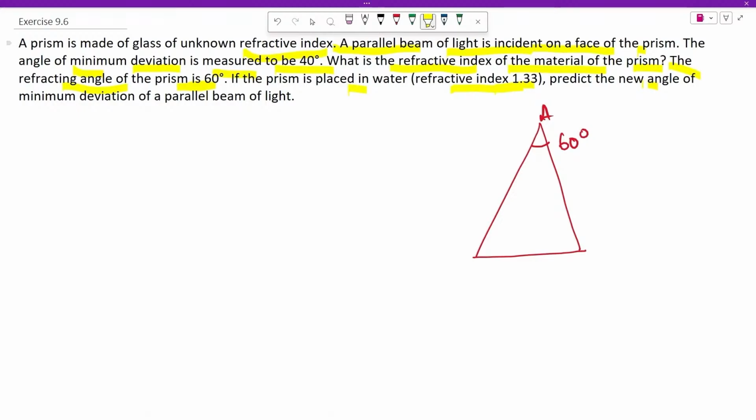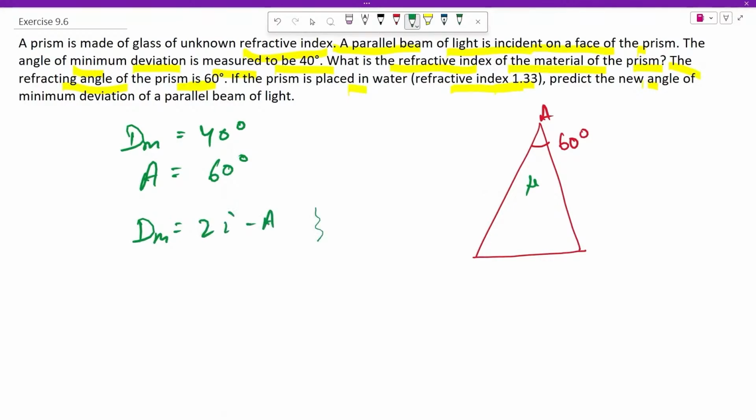So here we have been given the value of minimum deviation. Let us symbolize it with dm. It is given as 40 degrees. We have to find the refractive index of this prism. And one more thing we have been given, the refracting angle of the prism, that is the vertex angle, is given as 60 degrees. So we can symbolize it with A as 60 degrees. Now we know by the definition of minimum deviation that dm is equal to 2 times I minus A. I is the angle of incidence and it is equal to the angle of emergence for minimum deviation.